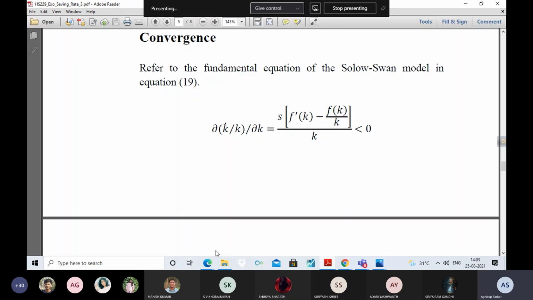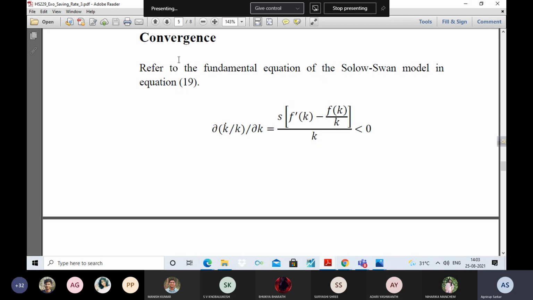Basically, when we talk about convergence, we are essentially talking about two different concepts: absolute convergence and relative convergence. So what exactly do these concepts mean? Let us try to understand.